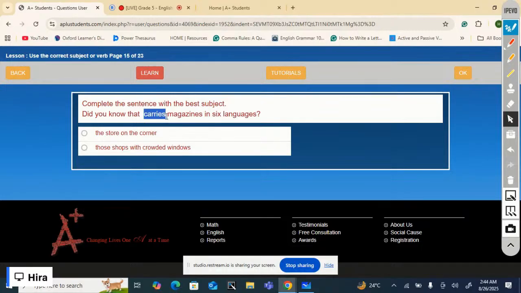Ending in ies, it means a singular verb. So if the verb is singular, we are looking for a singular subject. And a singular subject is the store on the corner. The store on the corner carries magazines in 6 languages.